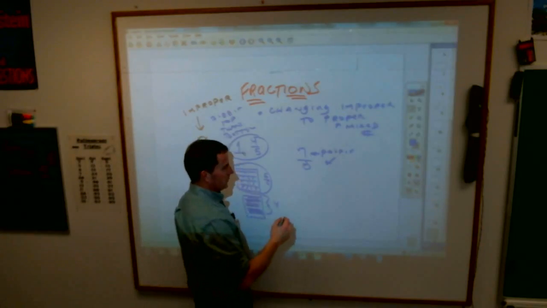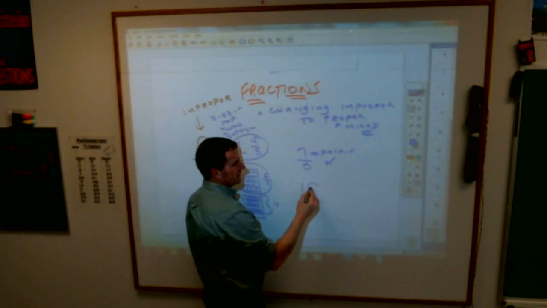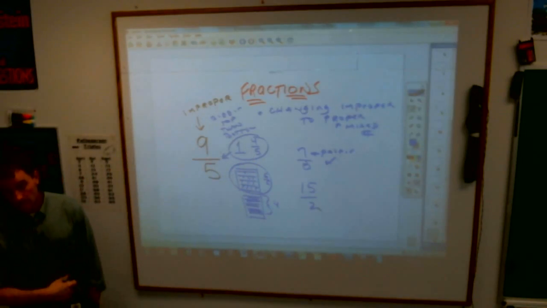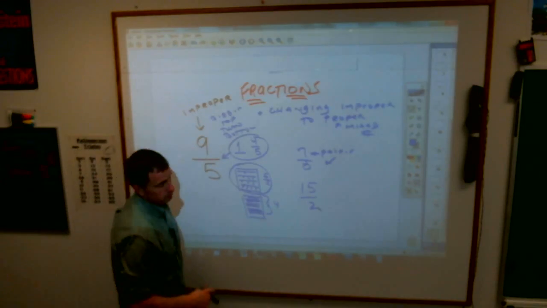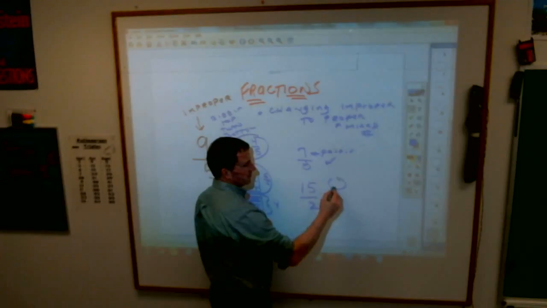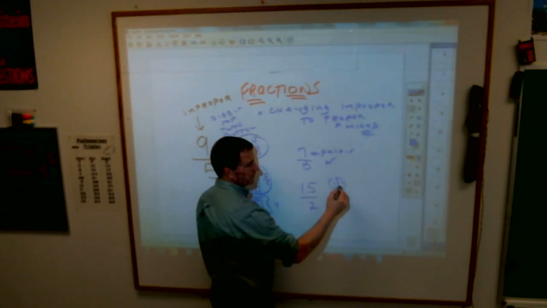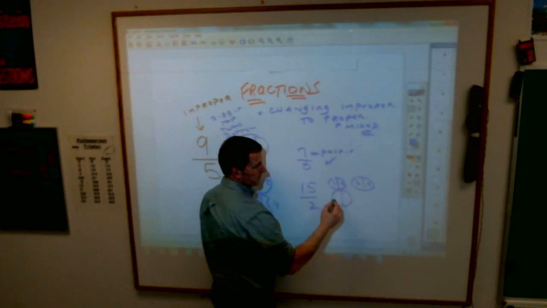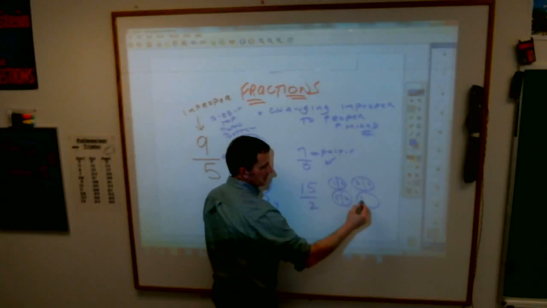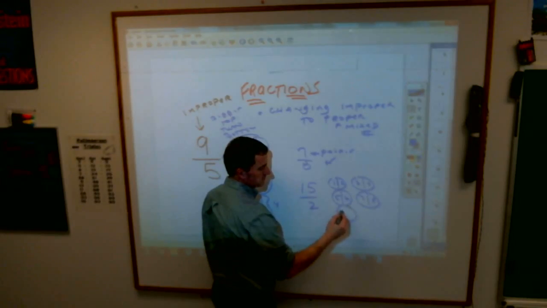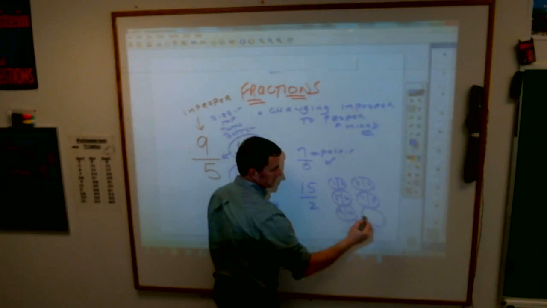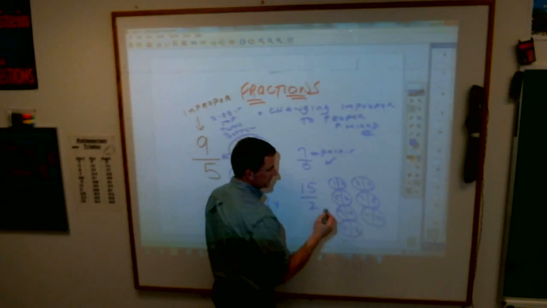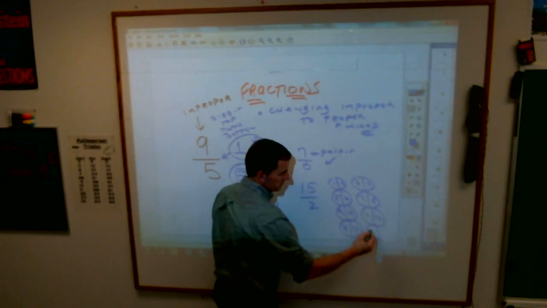Let's do another one. What if it was 15 halves? 15 halves is improper. If I were making it a mixed number, well, here we go. There's 2 halves, right? 1, 2. Here is 3, 4/2. Here is 5, 6/2. There's 7 and 8/2. 9 and 10/2. 11 and 12/2. 13 and 14/2. I have one more half, so I'll just draw it right here. There's 15/2.